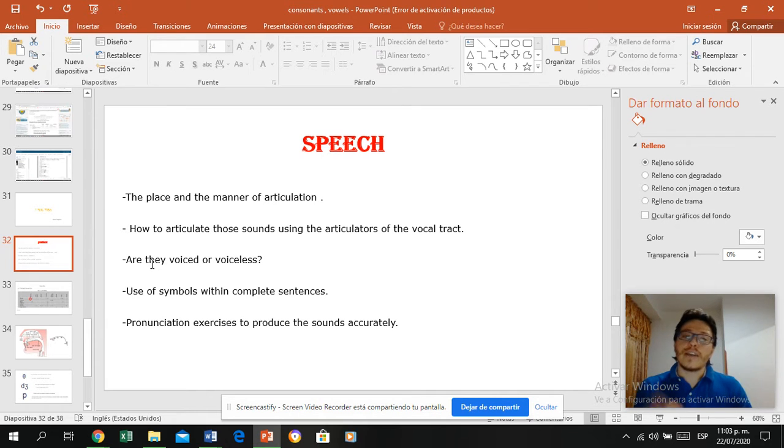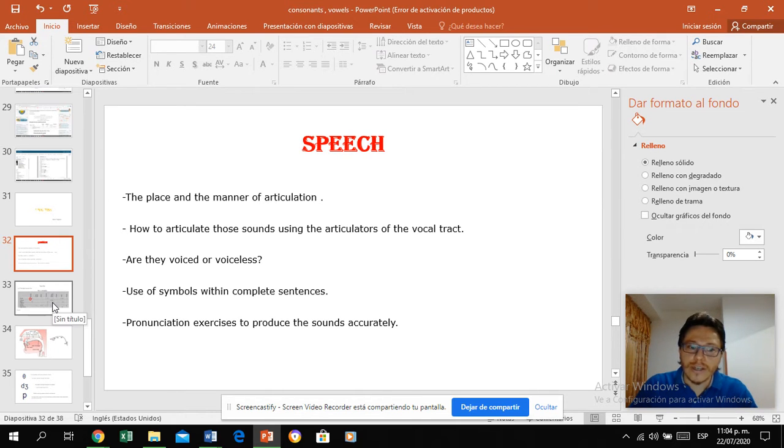In the third part, I am going to let you know if these three sounds are voiceless or voiced. In the fourth, I am going to use symbols with incomplete sentences, or I am going to use these three sounds in complete sentences. And finally, I am going to show you some pronunciation exercises to produce the sounds accurately.